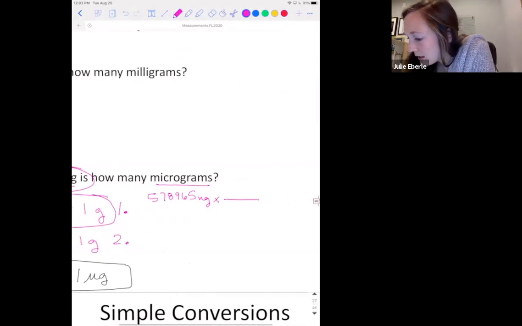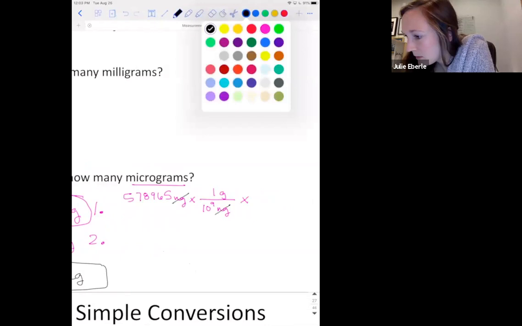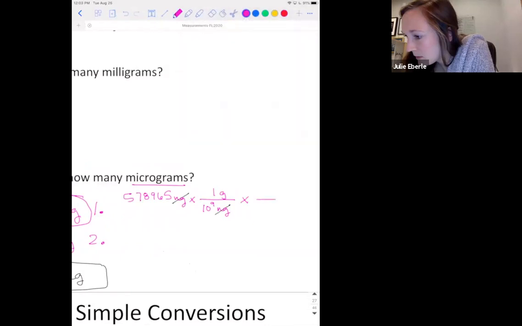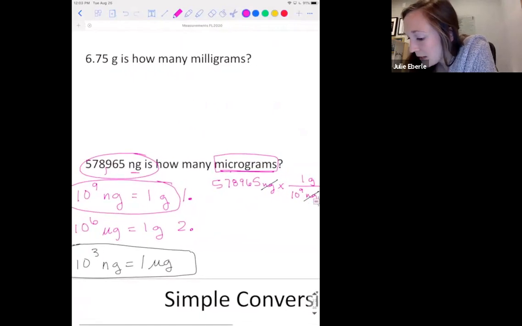So I'm going to write this as a fraction, and I want to cancel nanograms. So I'm going to write 10 to the 9 nanograms on bottom, 1 gram on top, and then nanograms cancel. See how they cancel, top and bottom. Now let's keep going because I'm not at micrograms yet. It wants the answer in micrograms. So I've got to use relationship number 2. And I want to cancel grams this time. I don't want grams in my answer, so I'm going to cancel grams now.